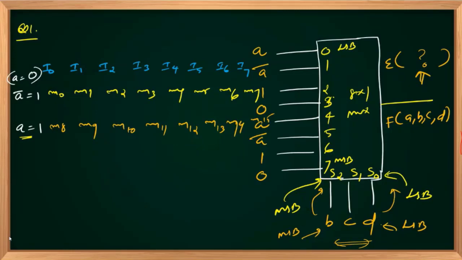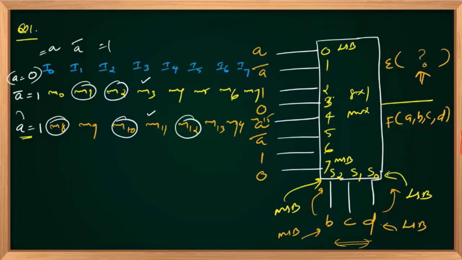So let us check that. I0 is connected to A, so this is equal to A, which implies M8 is present. I1 equal to A complement implies M1 is present. I2 equal to 1 implies both are circled. I3 equal to 0 implies none of them are circled. I4 equal to A implies M12 is circled, corresponding to the A equal to 1 row. I5 equal to A complement implies the upper one is circled. I6 equal to 1 implies both are circled. I7 equal to 0 implies none of them are circled.